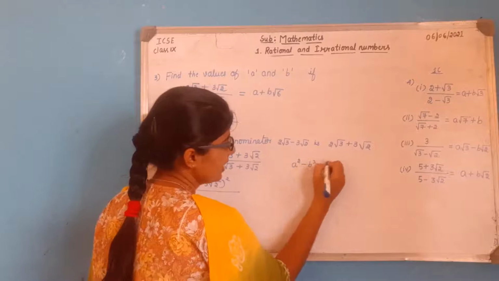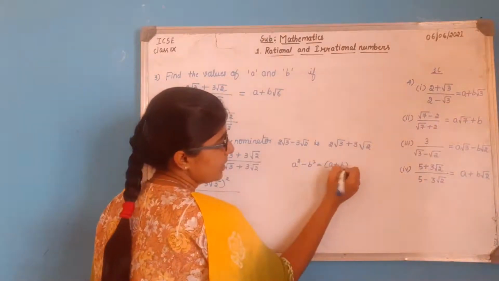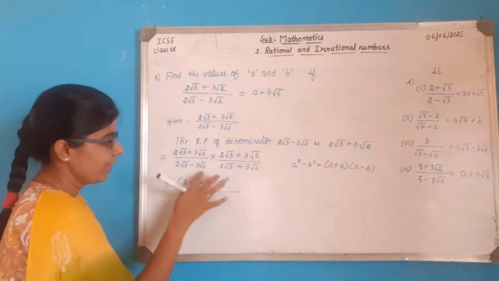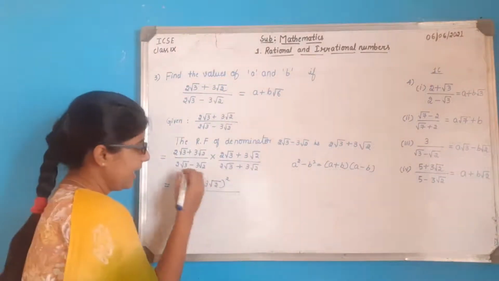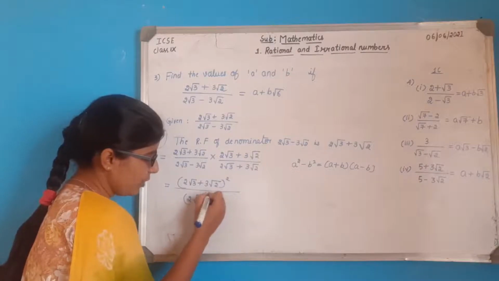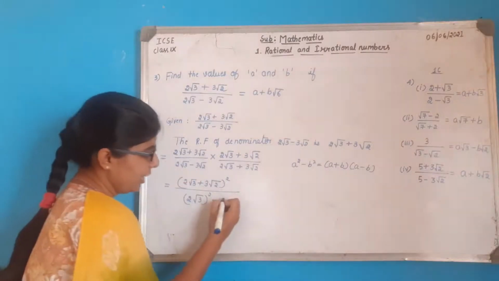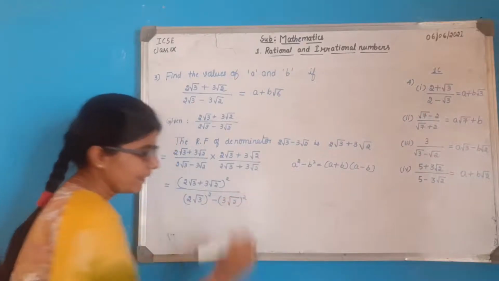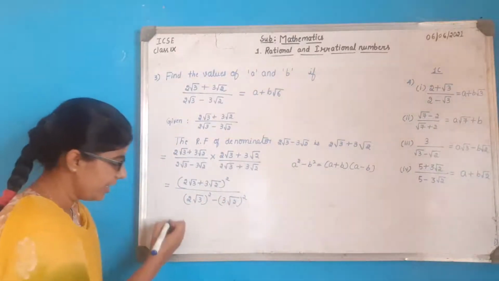In all problems, we apply this same concept. The denominator is in the format A plus B into A minus B. So apply that. A is 2 root 3, so 2 root 3 whole square minus, what is the B value? 3 root 2 whole square. Now simplify the numerator and denominator.